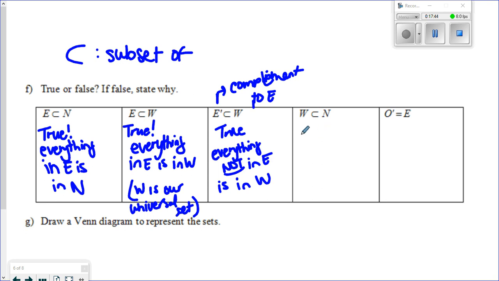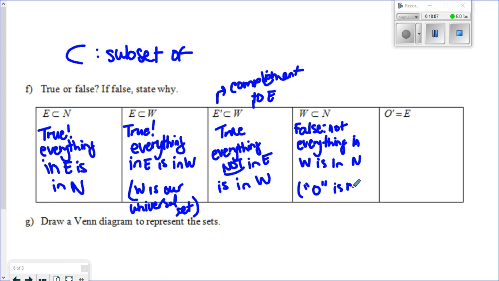W is a subset of N. This is false. Not everything in W is in N. Again, 0 is not in N. So 0 is in W, but it's not within N. So we can't say that W is a subset of N.